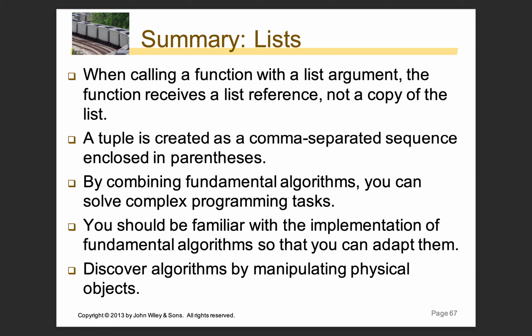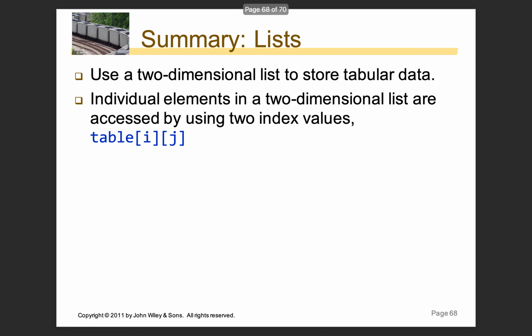By combining fundamental algorithms, you can solve lots and lots of complex programming tasks. You need to be familiar with the implementation of fundamental algorithms so that you can adapt them. This goes back to counting, finding maximums and minimums and things like that. Keeping with lists, you can use a two-dimensional list to store data almost like a table or a spreadsheet, like in Excel. Individual elements in a two-dimensional list are accessed by two index values, one for the row, one for the column.